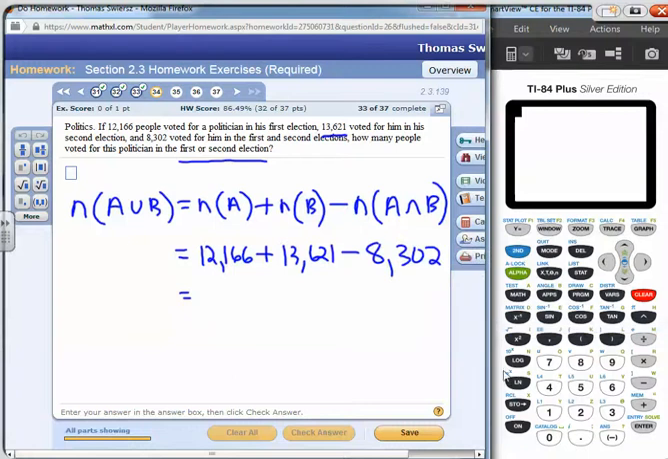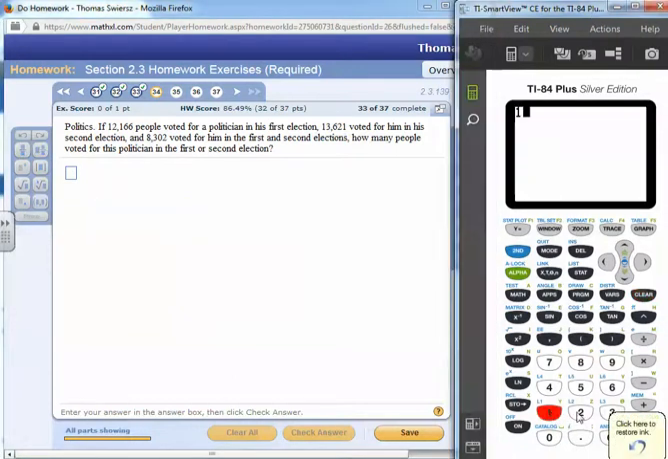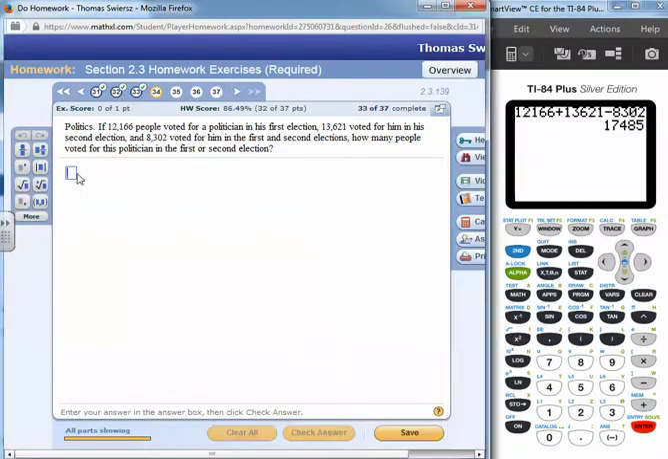All right, so we have the first election, 12,166, plus the number from the second election, 13,621, minus in both 8,302, and we get 17,485.